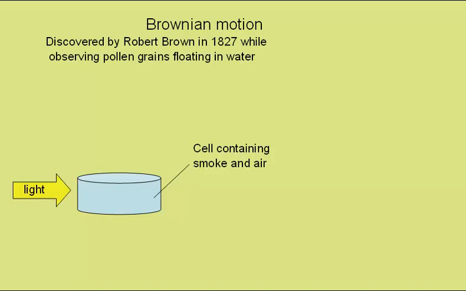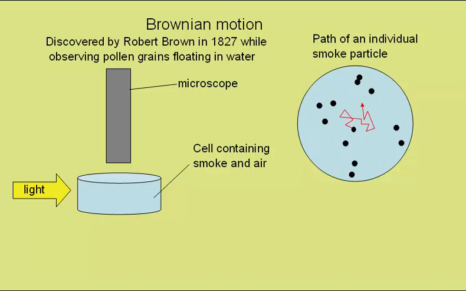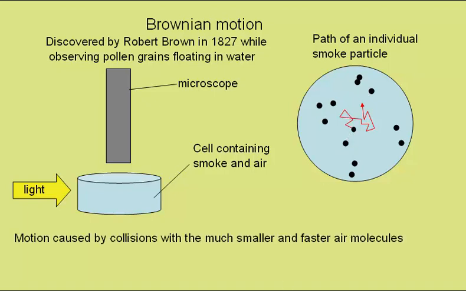If we shine light from the side of this cell containing smoke and air, and observe the particles using a microscope, we'd see the particles something like this, but they'd be in constant motion. If we could observe the path of an individual smoke particle, it would go something like this, following straight lines in between collisions. The motion is caused by collisions with the much smaller and faster air molecules. But Brownian motion showed that the particles are in constant motion.